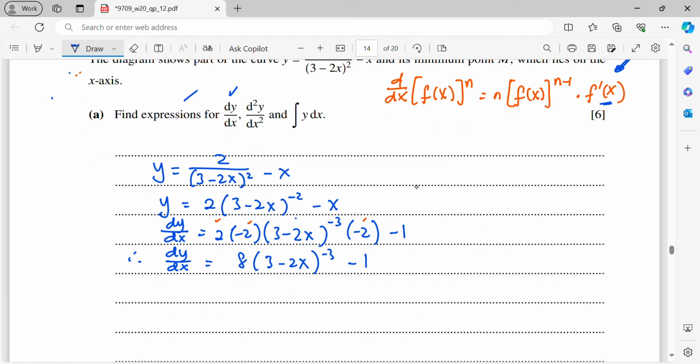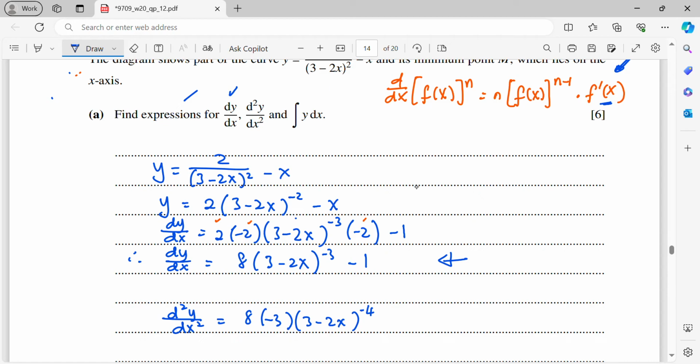For the second expression, d squared y over dx squared means you differentiate a second time of the dy/dx. Or I would say I differentiate the y a second time, which is the same as differentiating one more time the dy/dx. Then from here, again keep the 8, bring down the minus 3, rewrite the function. Then the degree, instead of minus 3, you minus another 1, becomes minus 4. And do not forget to differentiate the bracket.